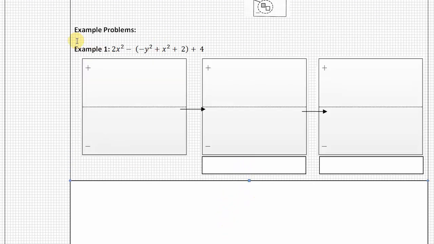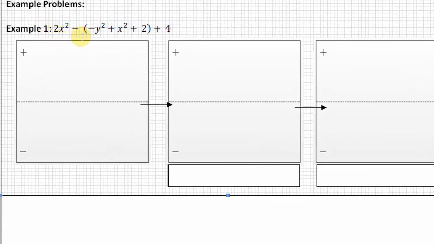So here in example 1, I've given you the expression 2x squared minus the quantity negative y squared plus x squared plus 2, plus 4. So we're going to do this in a few steps. First, we want to draw onto our algebra mat the tiles that are going to represent this expression.